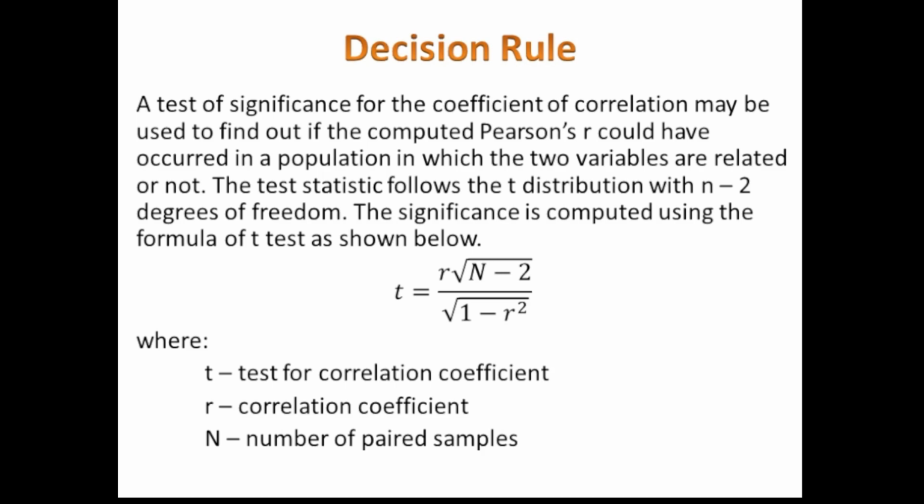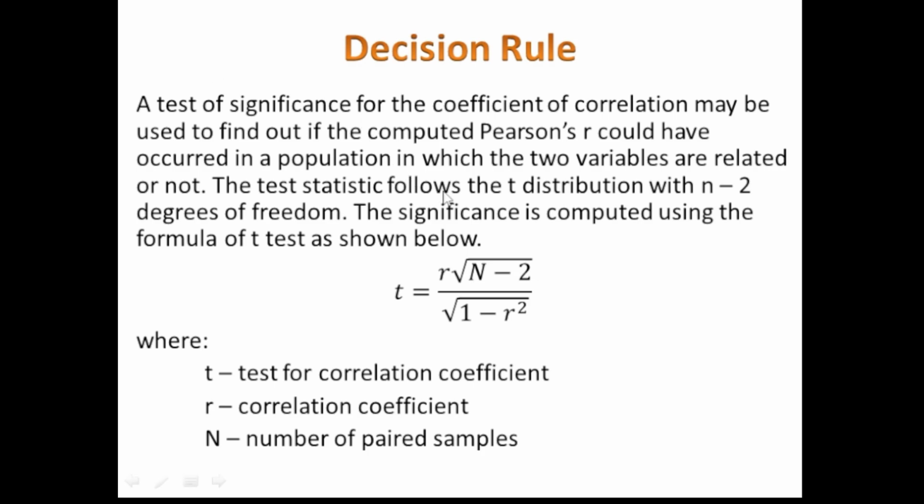Decision rule. Okay. Gagamitin pa rin po natin yung test hypothesis pero meron a little bit na magbabago. Mamaya explain ko. A test of significance for the coefficient of correlation may be used to find out if the computed Pearson R would have occurred in a population in which the two variables are related or not. Kung meron talaga silang kinalaman sa isa't isa.